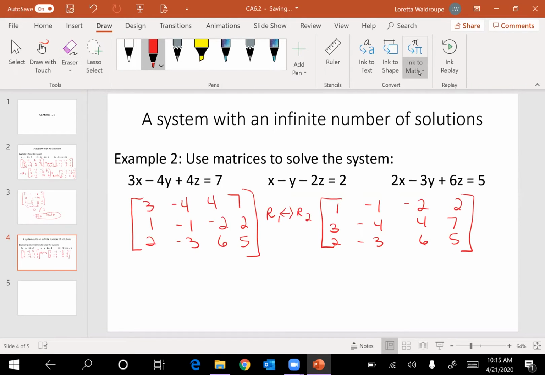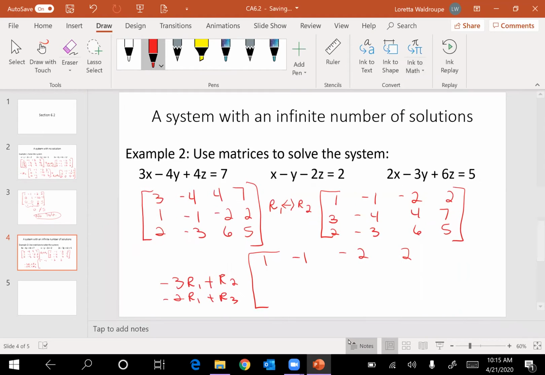Now to get my zeros underneath, I'm going to do -3 times row 1 and add it to row 2, and -2 times row 1 and add it to row 3. 1, -1, -2, 2. Okay, so -3 times 1 added to 3 gives me 0.